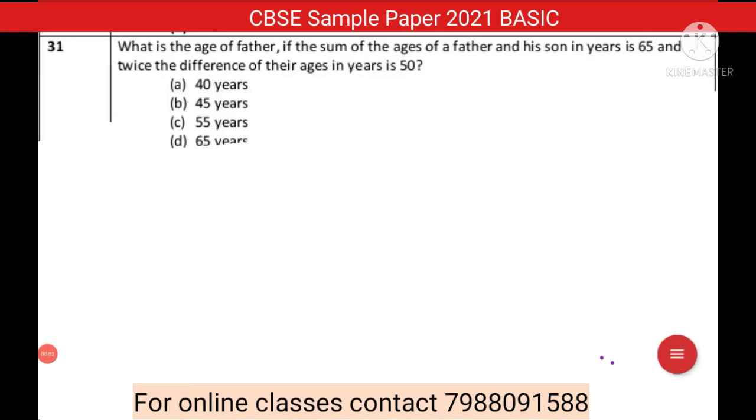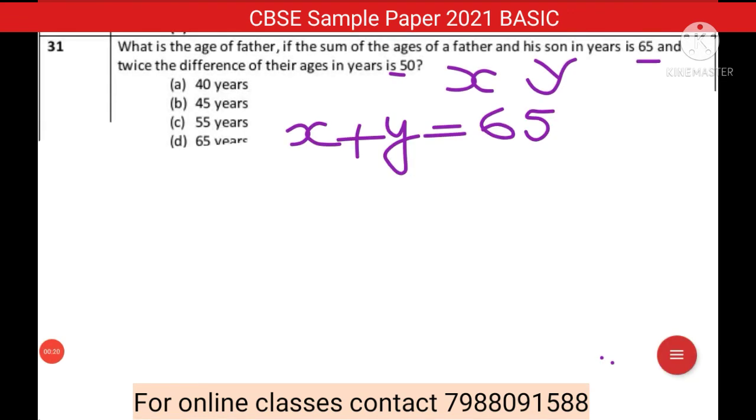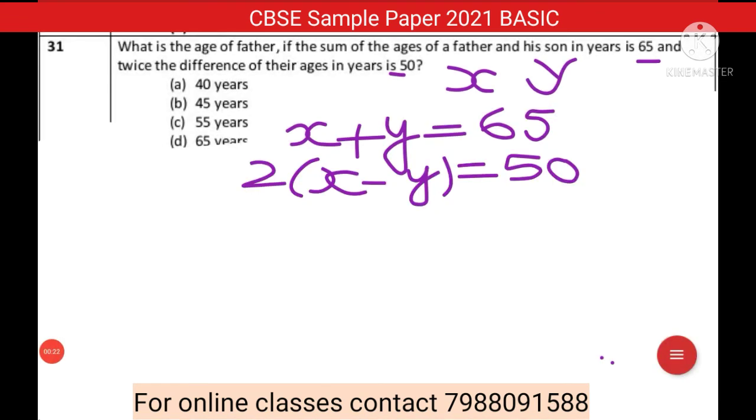Question number 31 says to find the age of the father, if the sum of ages of father and his son is 65 years and twice the difference of their ages is 50 years. So let us suppose that the age of the father is x years whereas the age of the son is y years. Let's frame the two equations. x plus y is 65 and twice the difference, 2 into x minus y, is 50. So this gives me 2x minus 2y is equal to 50.